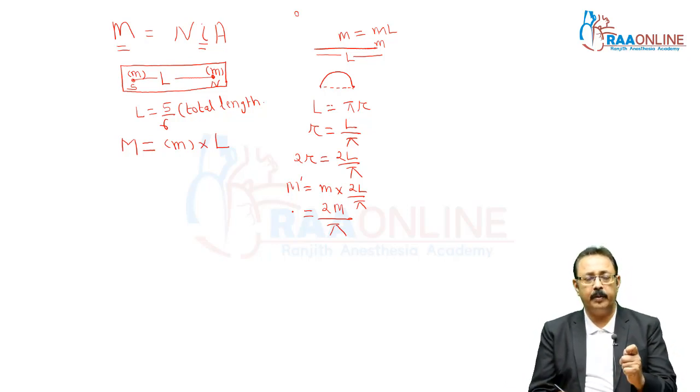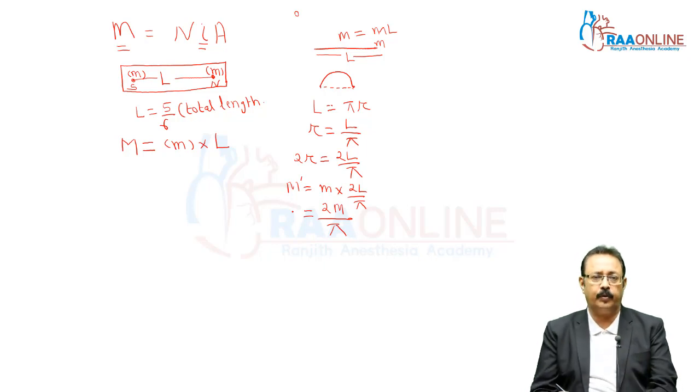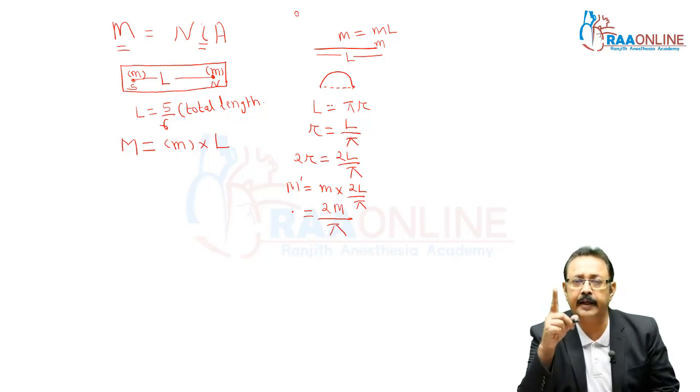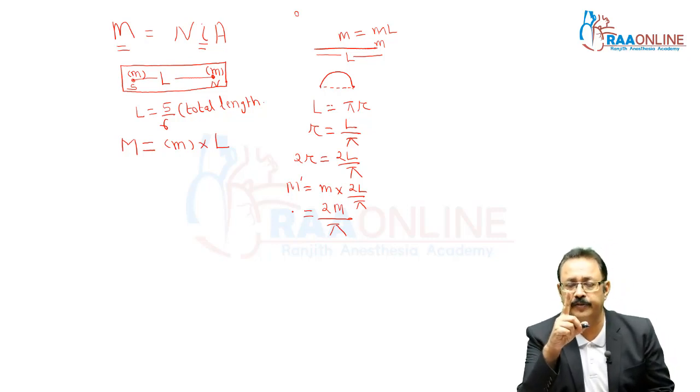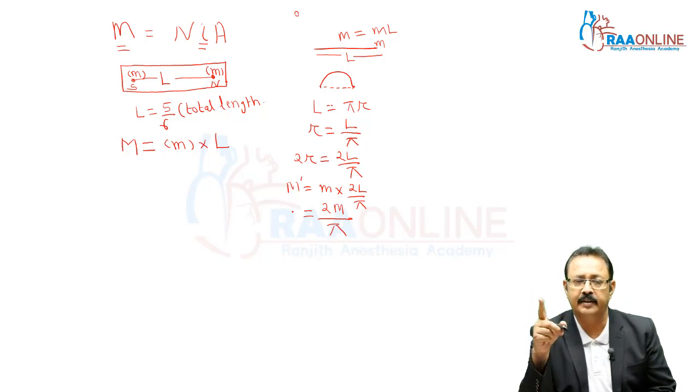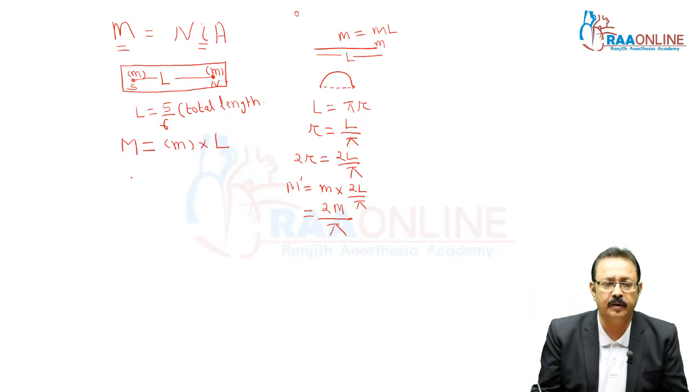Like electric dipole moment, magnetic dipole moment is also a vector quantity, meaning it has direction and magnitude both. Magnitude means pole strength into distance between the poles. What about direction? In electric dipole moment, I told you direction is from negative charge to positive charge. So here direction is from south pole to north pole.